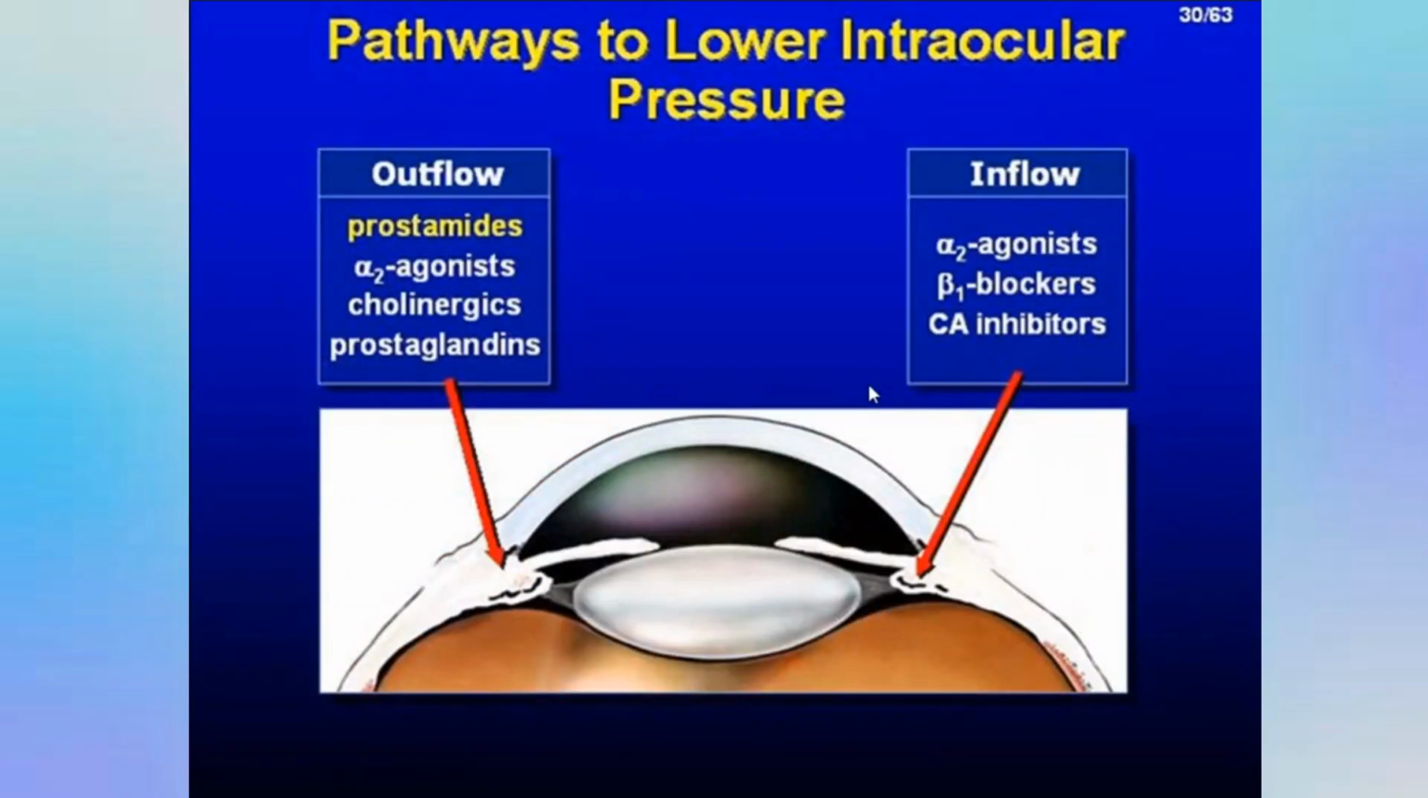So some of these medicines increase outflow, and some of these medicines decrease the production of aqueous humor. Usually analogs of prostaglandins increase the outflow, but beta blockers decrease the production of aqueous fluid.